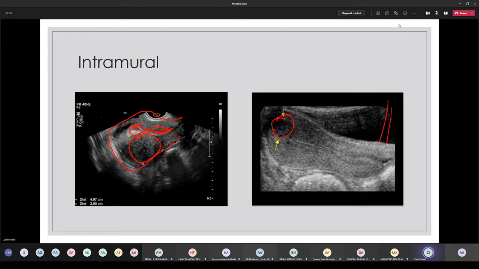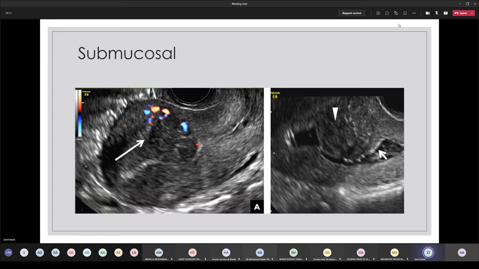Of course, does anyone know what this organ is that I'm hashing? That's the bladder. Okay. So again, that's a submucosal fibroid. That's the endometrium. The colored spectacles here, this is a Doppler ultrasound showing you the vasculature, that it's being fed significantly more than the other surrounding tissue. And here you see a heterogeneous echogenic mass representing a fibroid.